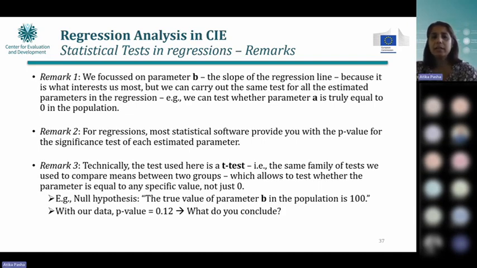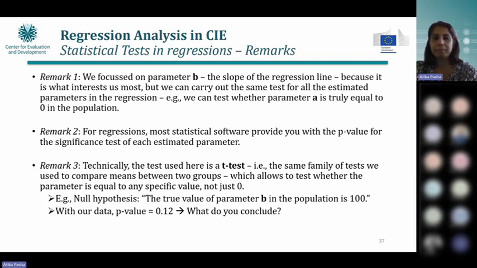And then technically, what we are using in this case is always still the t-test. We are assuming a normal distribution, which is what the t-test is based on, and it's basically the same type of test we used and talked about yesterday when we were calculating simple means between two groups.